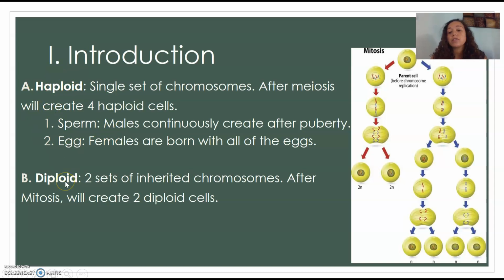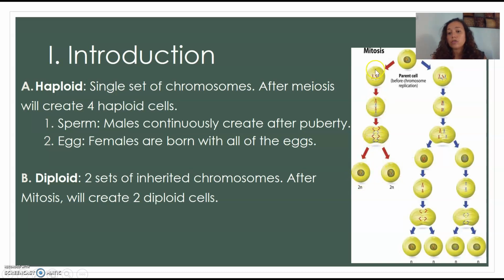Diploid cells are the cells we learned about in mitosis. I'll show you these diagrams in a minute. Those are two sets of inherited chromosomes, so you're going to have the full 46 chromosomes. After mitosis, you have two diploid cells. So this is mitosis, right? This would be metaphase. It kind of skips ahead. But you can see how you have two cells at the end.